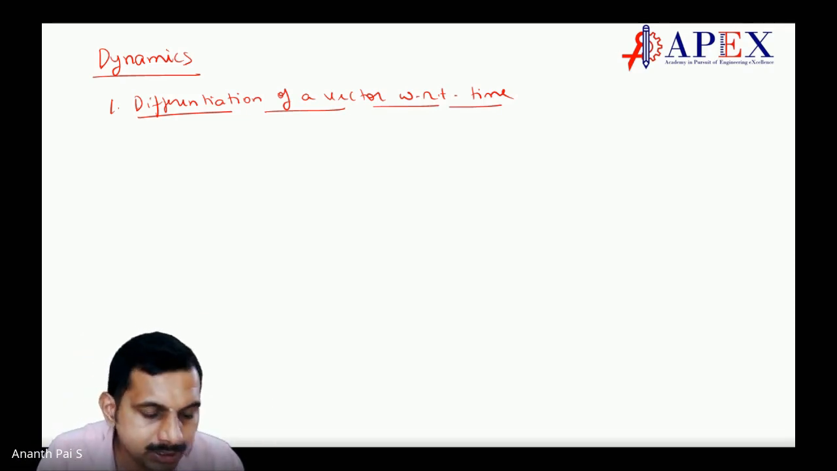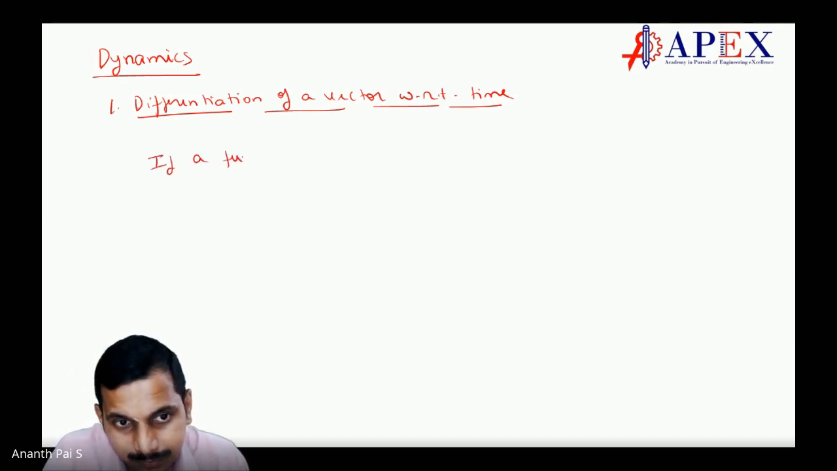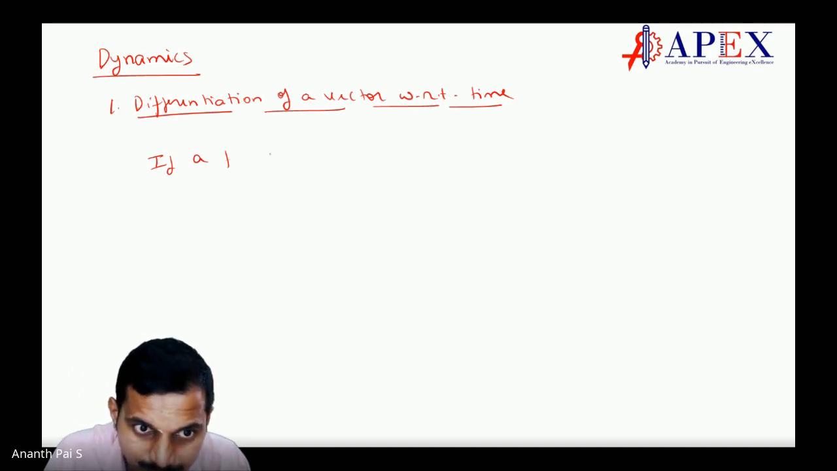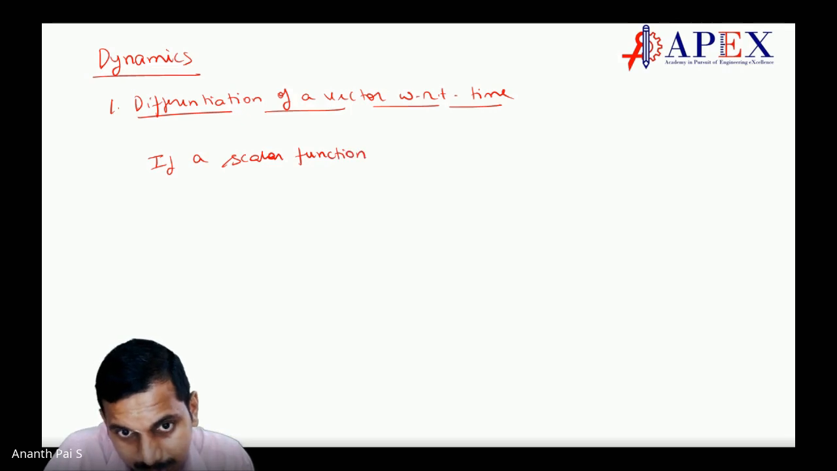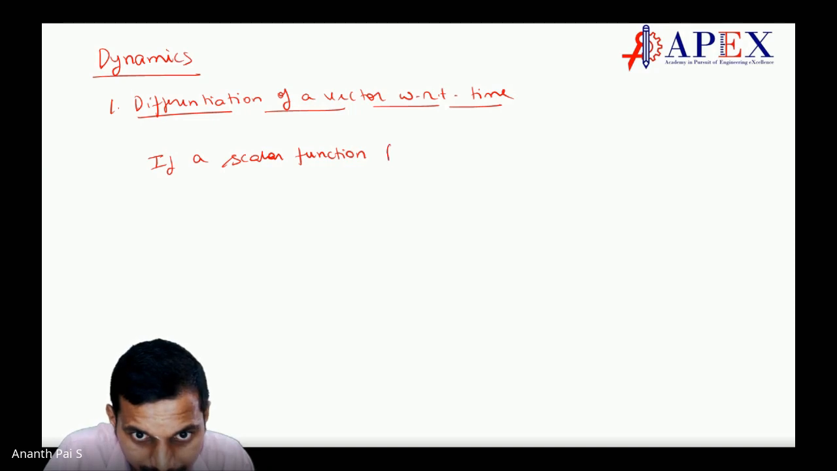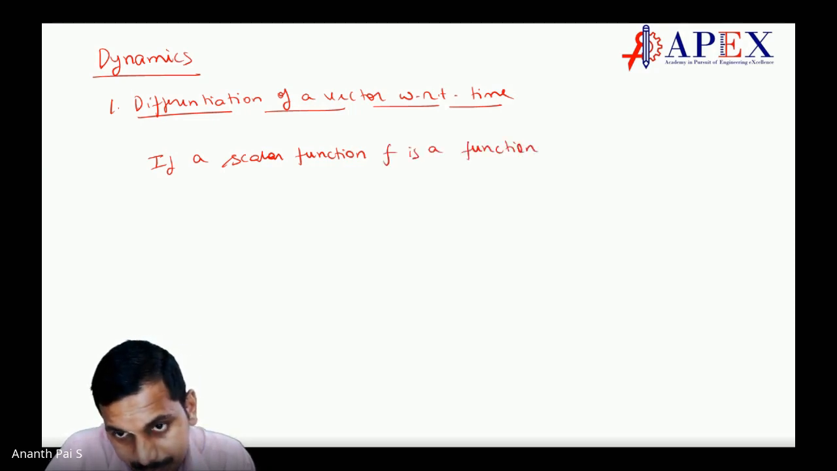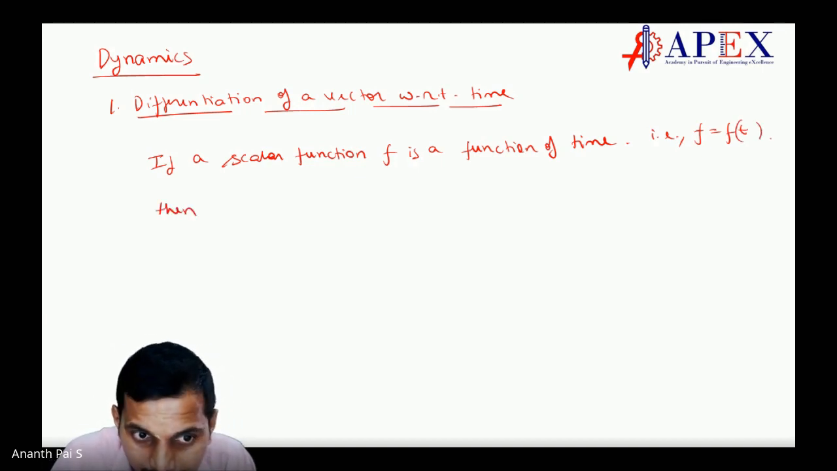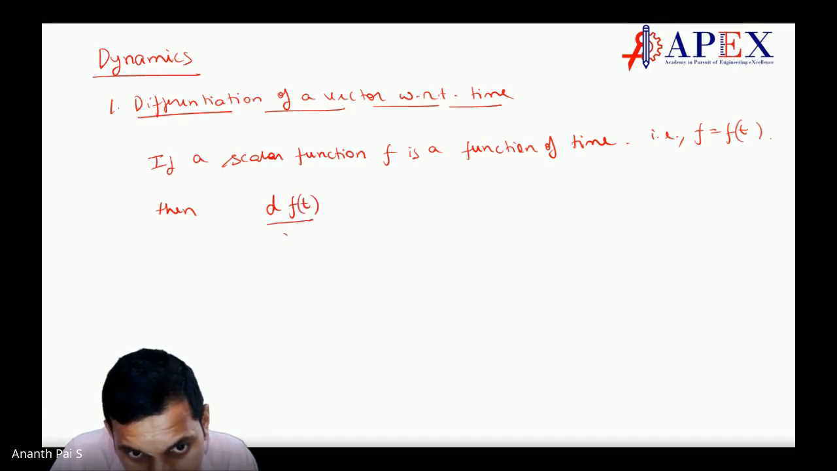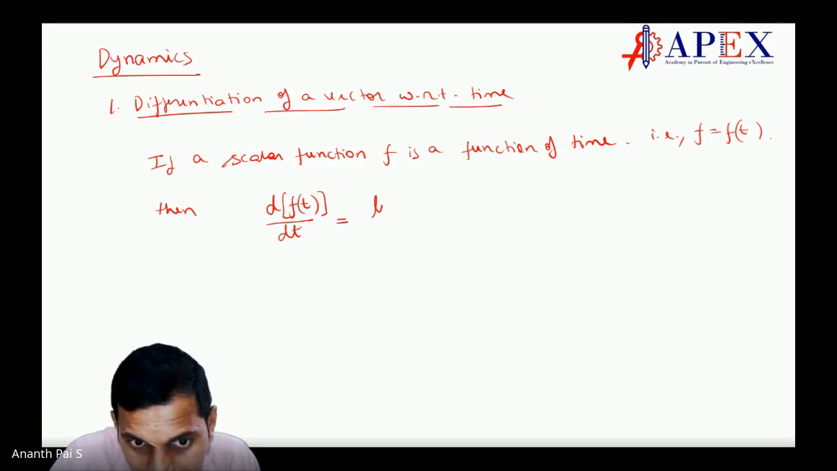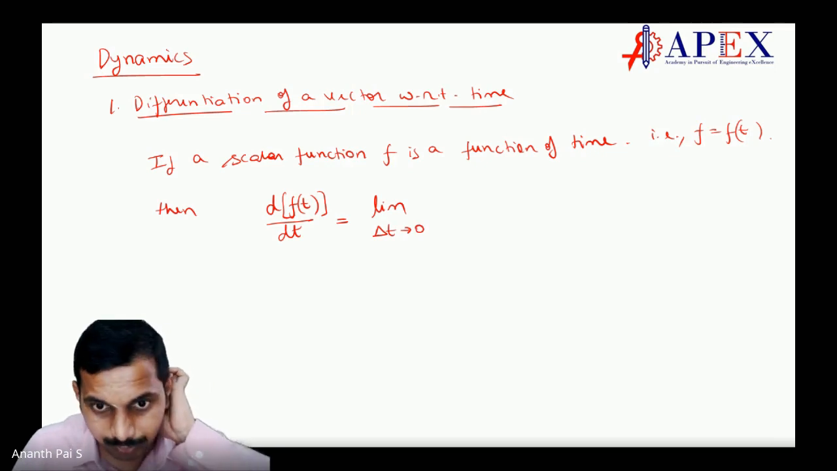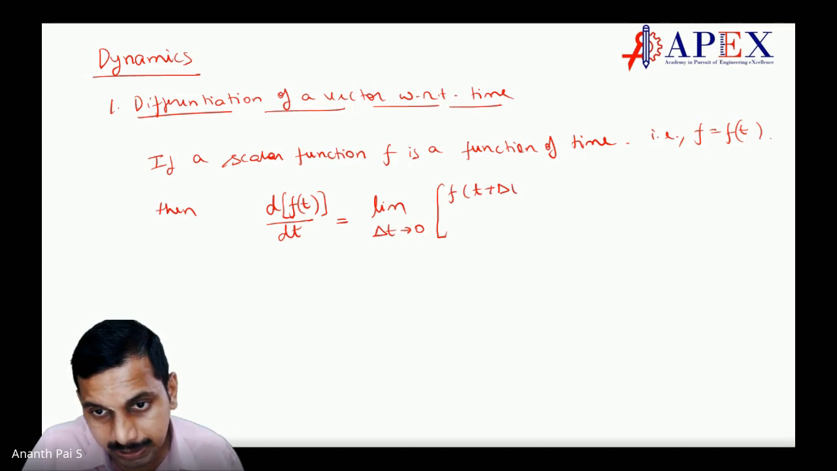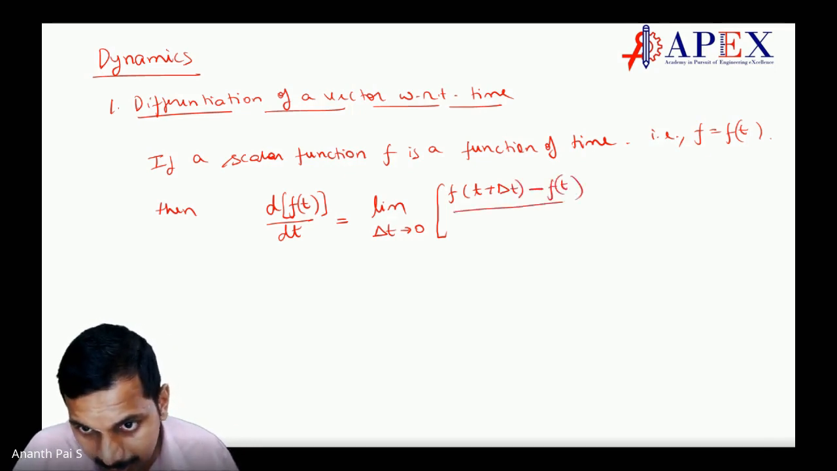Okay, now first of all, in that, let us say if a scalar function, which is a function f is a function of time, that is f is equal to f of t, then d f of t divided by dt is actually equal to limit delta t tending to 0 of f of t plus delta t minus f of t divided by delta t, correct?